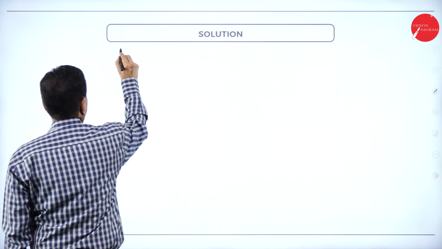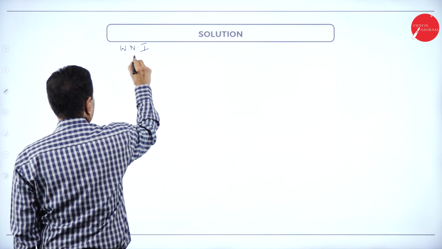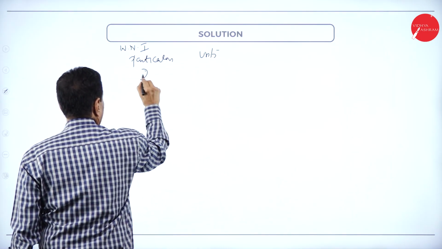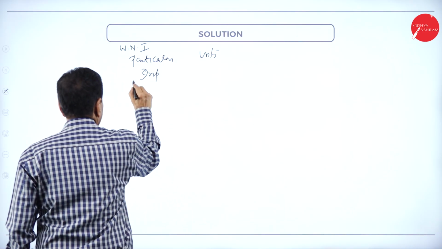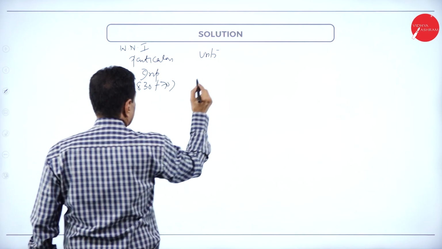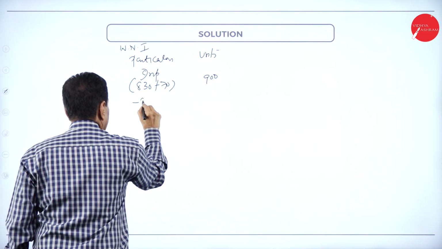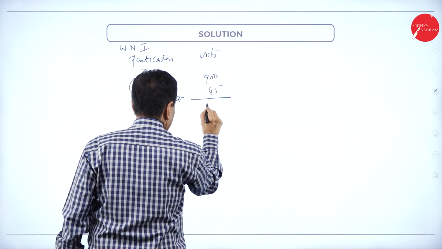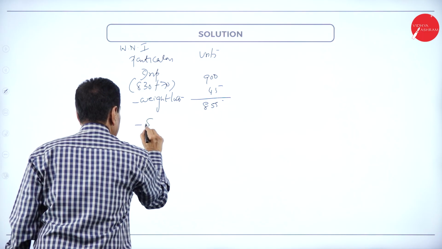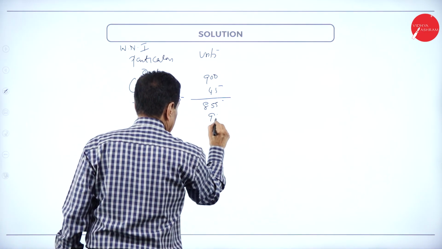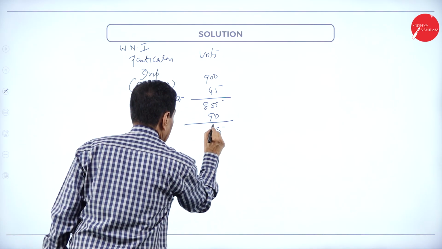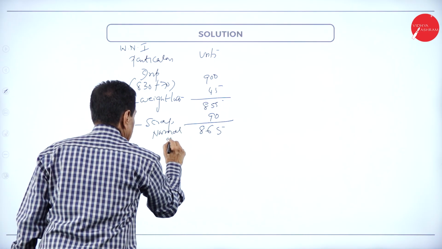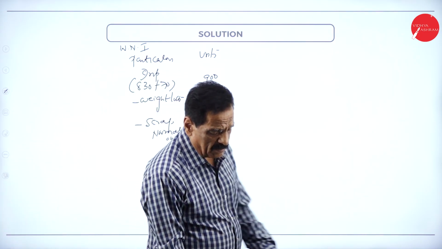We'll go to working note number 1. Particulars, units, total input. You can say that 830 plus 70, this is 900, minus weight lost 45, it becomes 855, minus scrap 90, this is 765. This is normal output.